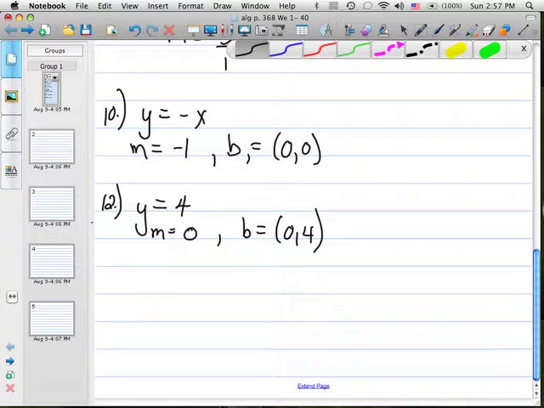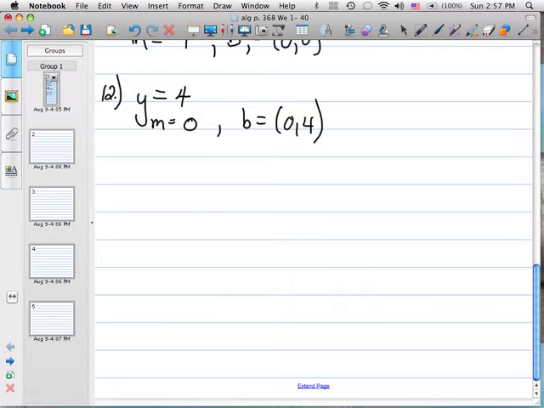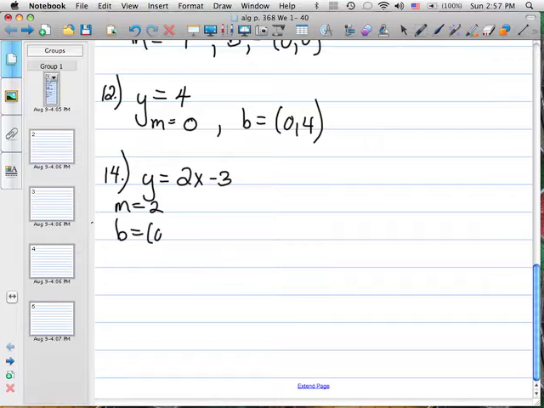Using only the slope and y-intercept, graph each equation for the following. And you could use the graphing calculator on the iPads to check this. So number 14, y equals 2x minus 3. So our slope is 2, and our y-intercept is 0, -3.